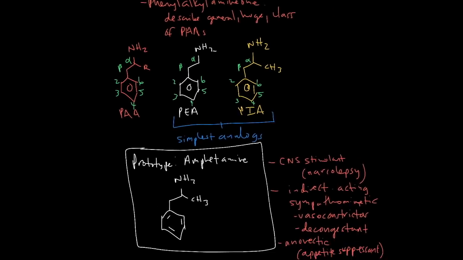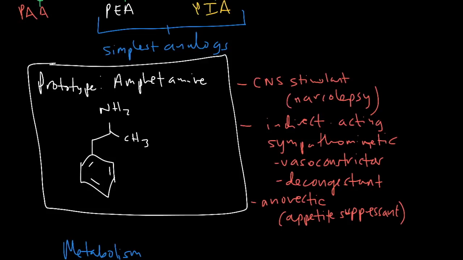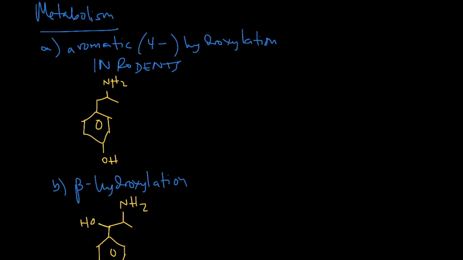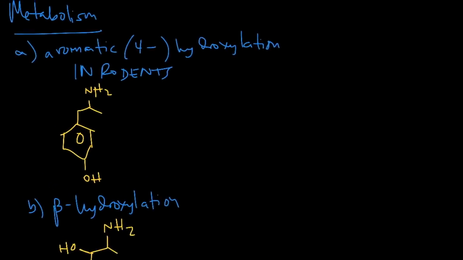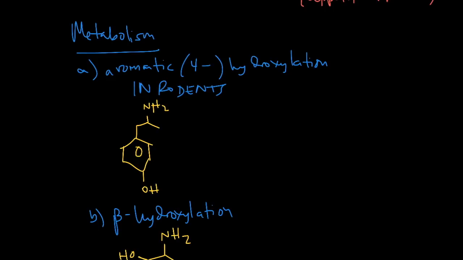So your prototype for this class is amphetamine. It's a CNS stimulant used to treat narcolepsy. It's an indirect acting sympathomimetic, which has actions as a vasoconstrictor and a decongestant, and it's an anorectic, meaning it's an appetite suppressant. It has four major metabolism routes, three of which are major in humans, one of which is found in rodents. So here are the metabolism routes. It undergoes aromatic or 4-position hydroxylation in rodents, not in humans. So you can't find the 4-position hydroxyl in humans. Here is your 4-position hydroxyl, and that is found in rodents.